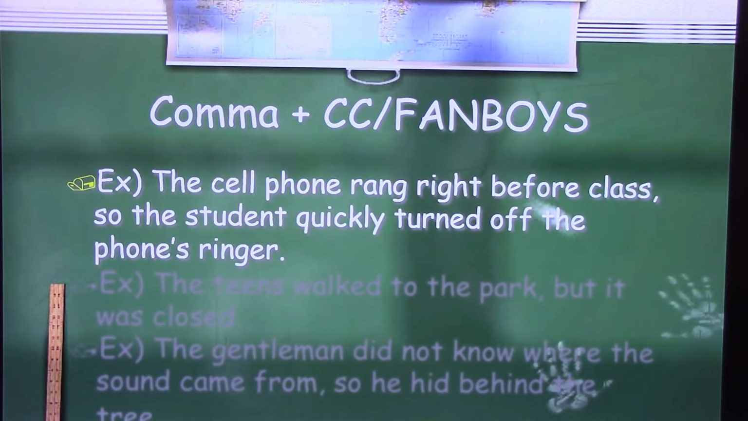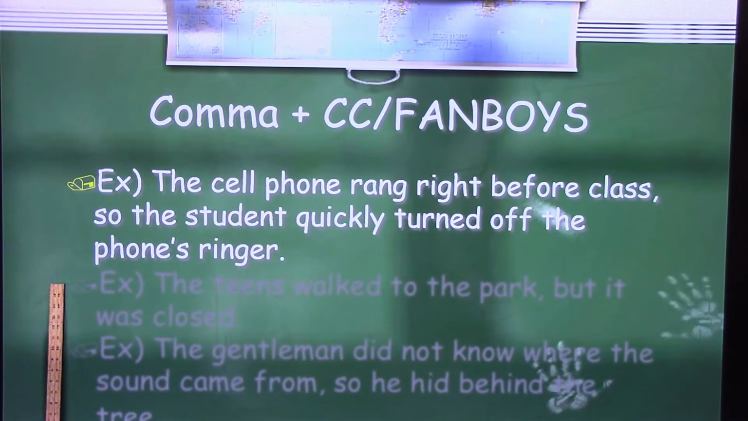Number 1. The cell phone rang right before class. That is the first sentence. Can you see a comma is put there? There is a comma. Then we use so. Then so is a coordinating conjunction. The cell phone rang right before class, so the student quickly turned off the phone's ringer. The first independent clause is the cell phone rang right before class. Then what happened after that? We get a new thought.